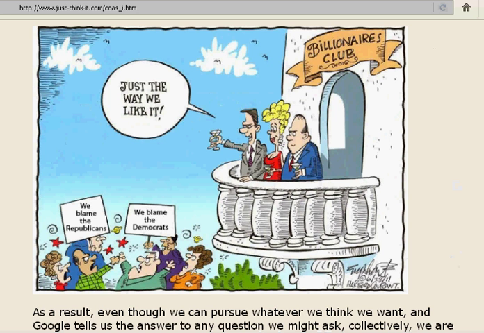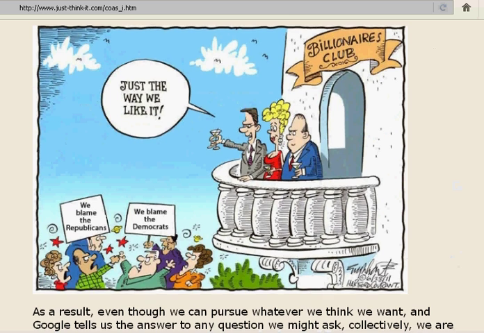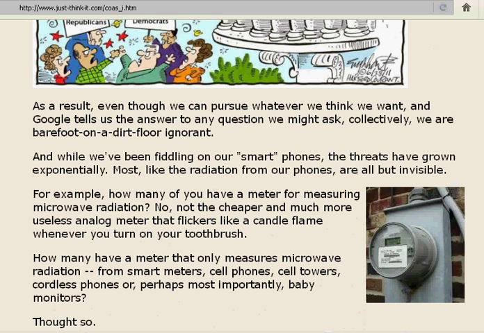Divide et impera works. As a result, even though we can pursue whatever we think we want, and Google tells us the answer to any question we might ask, collectively we are barefoot on a dirt floor, ignorant. And while we've been fiddling on our smart phones, the threats have grown exponentially. Most, like the radiation from our phones, are all but invisible.